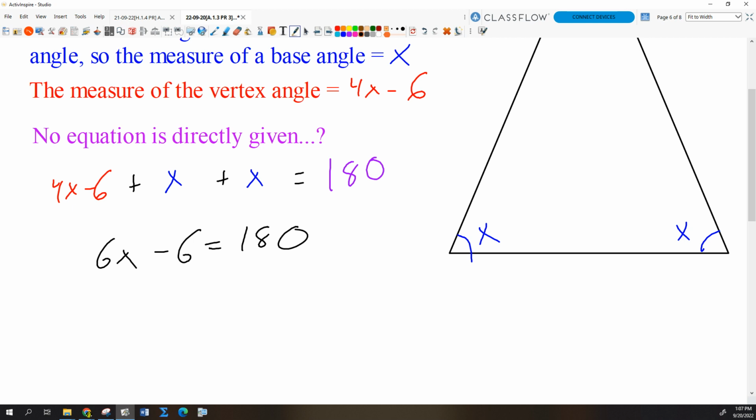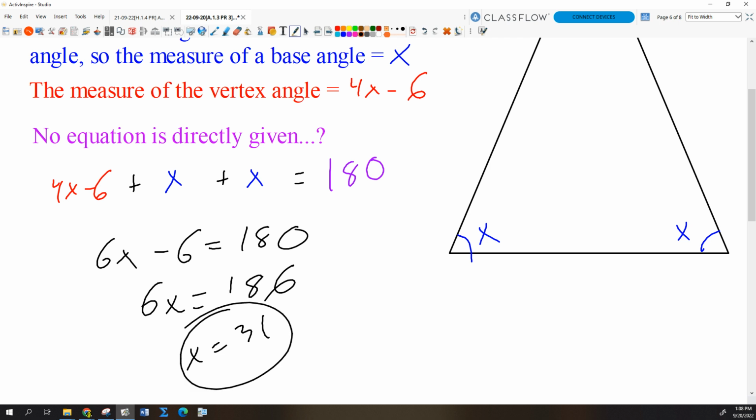Double dog dare you. Quick as you can. Find x. Mental math. That's it. 31. You got it. If I add the 6 to this side, I get 6x equals 186. 186 divided by 6. Isn't that just 31? So again, am I done?